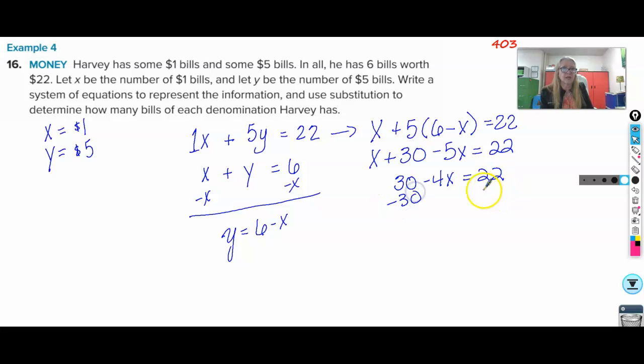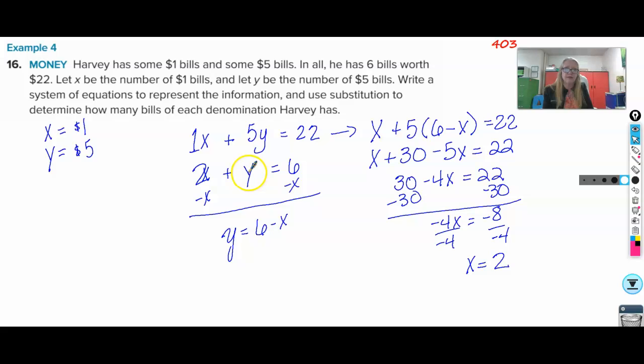Subtract 30 from both sides. This gives me negative 4x is equal to -8, and divide both sides by -4, and we get that x is 2. So we know that he has 2 $1 bills. So if we put 2 here for x, how many $5 bills does he have? He must have 4 $5 bills. So y must be 4.